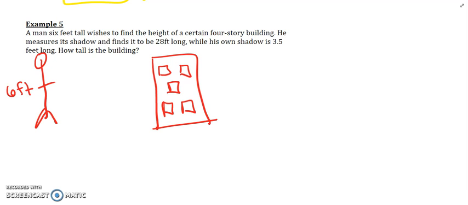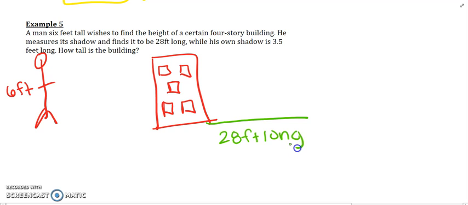But he's 6 feet tall. We don't know how tall this building is. We know it's 4 stories. So if you know a little bit, you know a story is normally somewhere between like 10 and 12 feet high. So that kind of gives you a frame of reference. He measures its shadow, this being the building, and finds it to be, so this is its shadow, 28 feet long. His own shadow is 3.5 feet long. And what we don't know is the height of the building. I'm going to call it H for height because that's what I'm looking for.